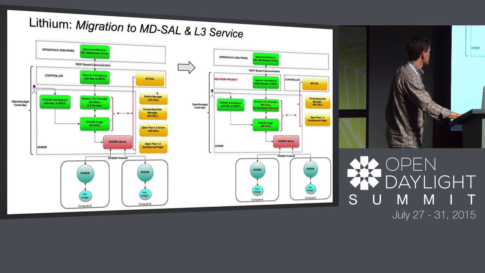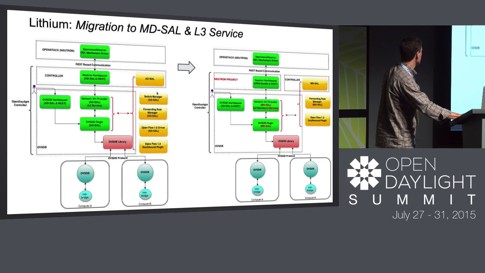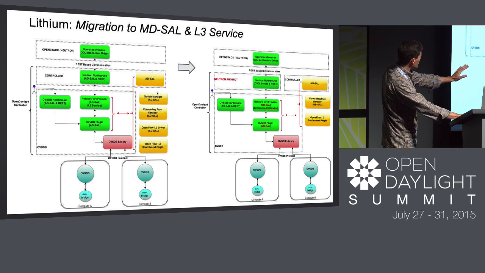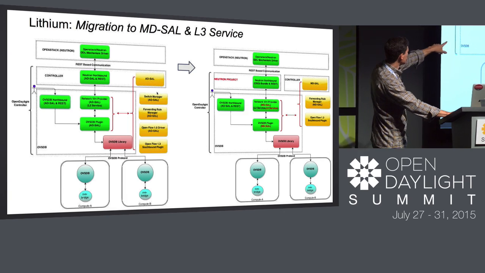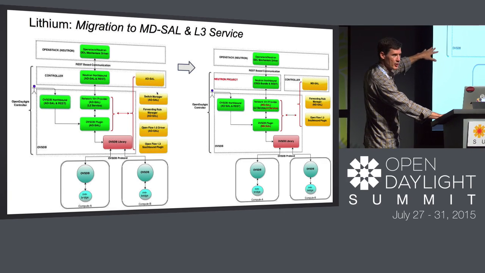This is kind of just showing pictorially what we just talked about, I guess. You can see on the slide on the left, you see the little orangey yellow blocks. That's the AD-SAL components. And you can see as we move to the right, they become MD-SAL based. An important piece in there is you can see on the right that the Neutron project is in red.